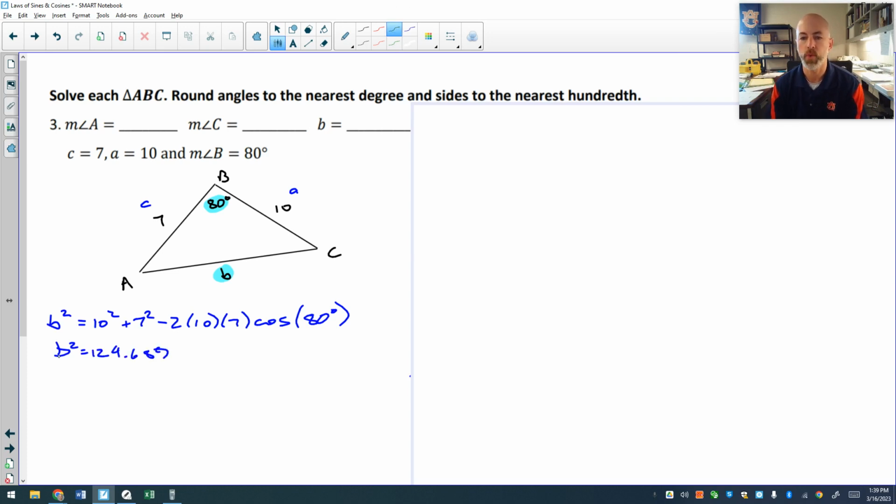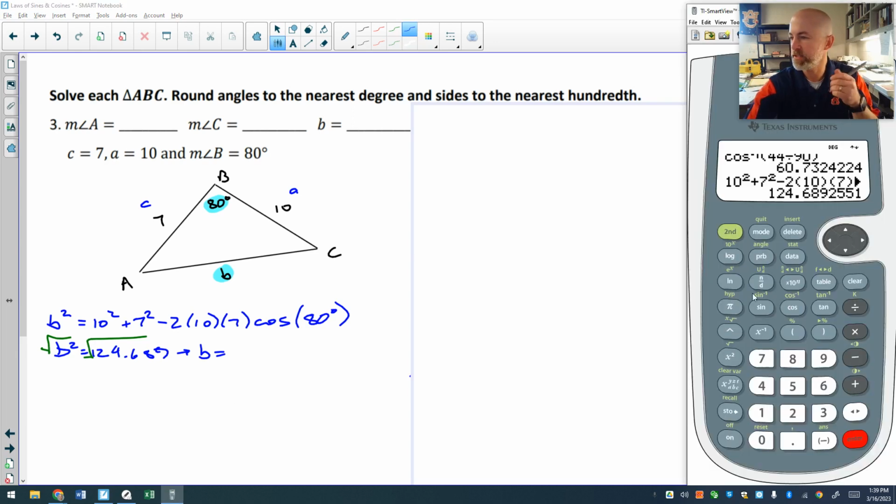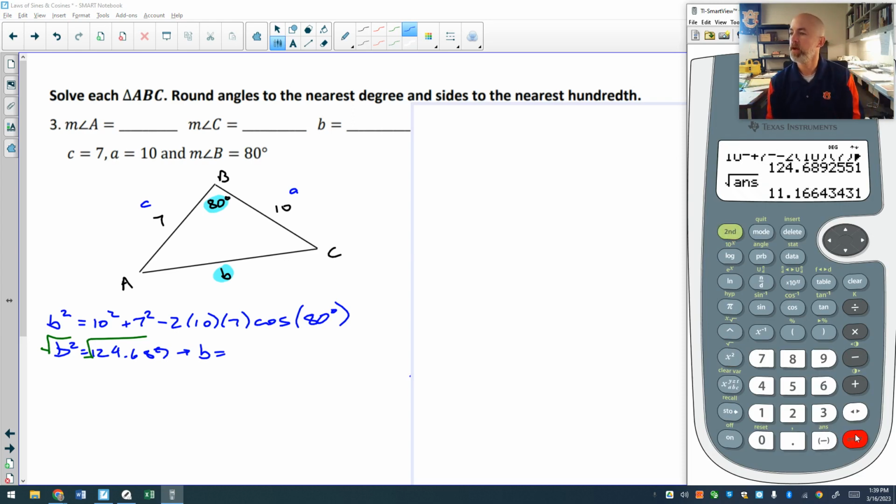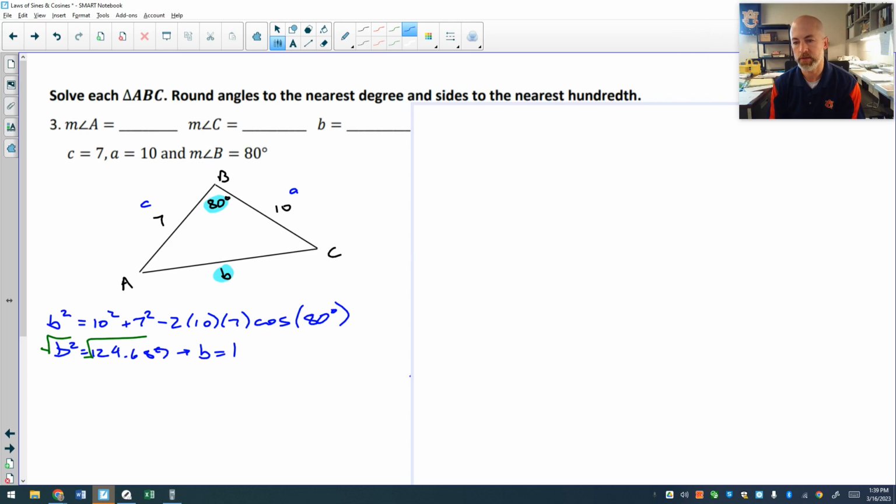And then we will square root both sides of the equation to get B, the side length B, is the square root of that previous answer. And I showed you that trick just a little bit ago. So the square root of the previous answer, and I am getting 11.17. So there's my side length B, 11.17.